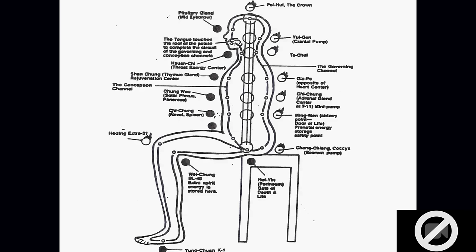All right, in this particular exercise, you'll go all the way down to what is known as the perineum, called the Hui Yin, which is the gate of death and life. This is why you lock that area as you're breathing up, inhaling. So once you accumulate energy in the qi area, then it is ready to be moved to the Hui Yin.